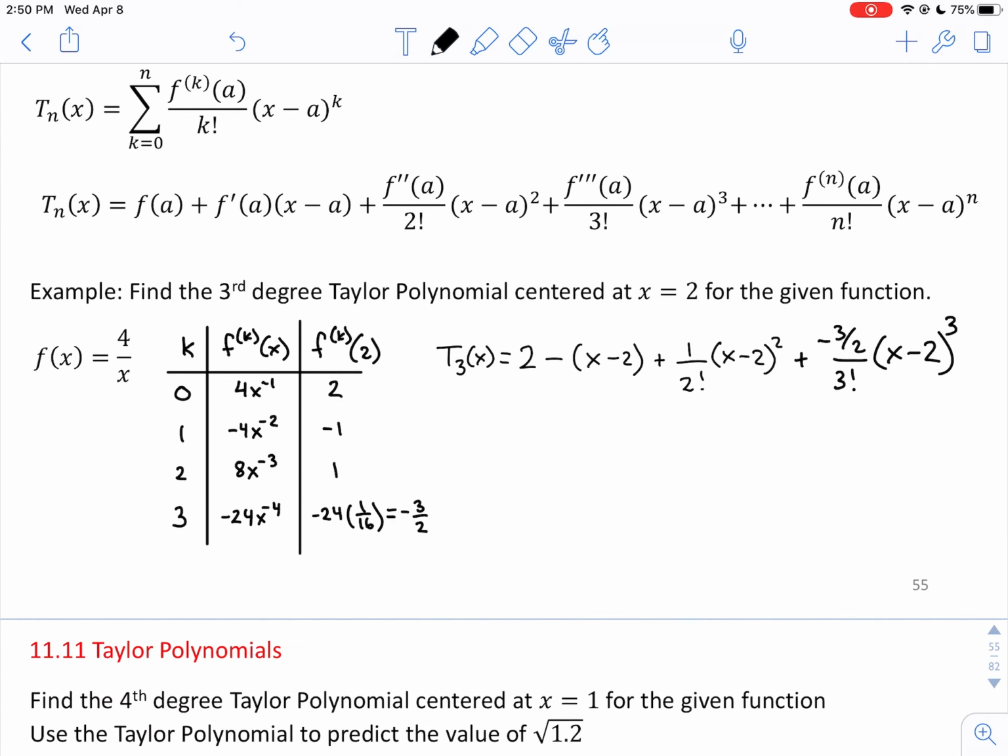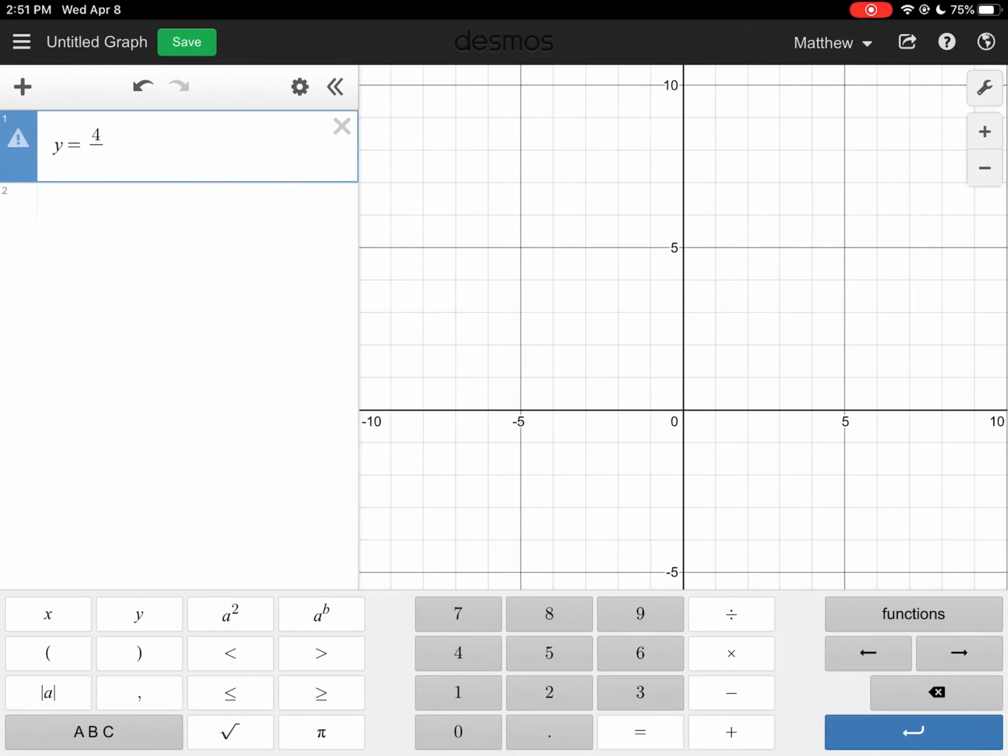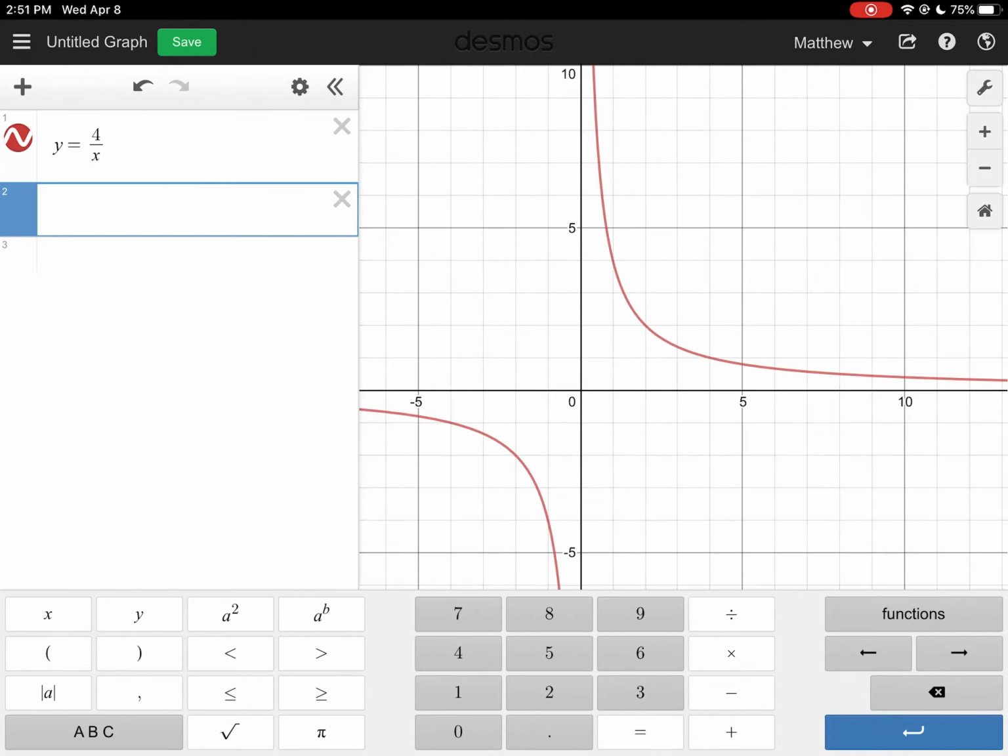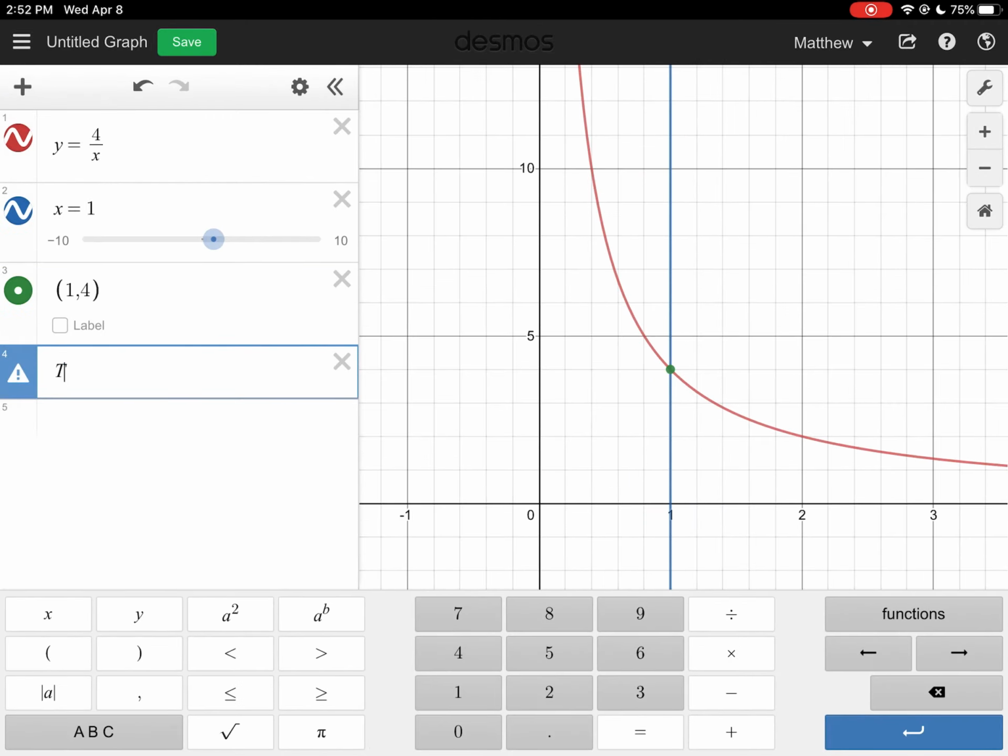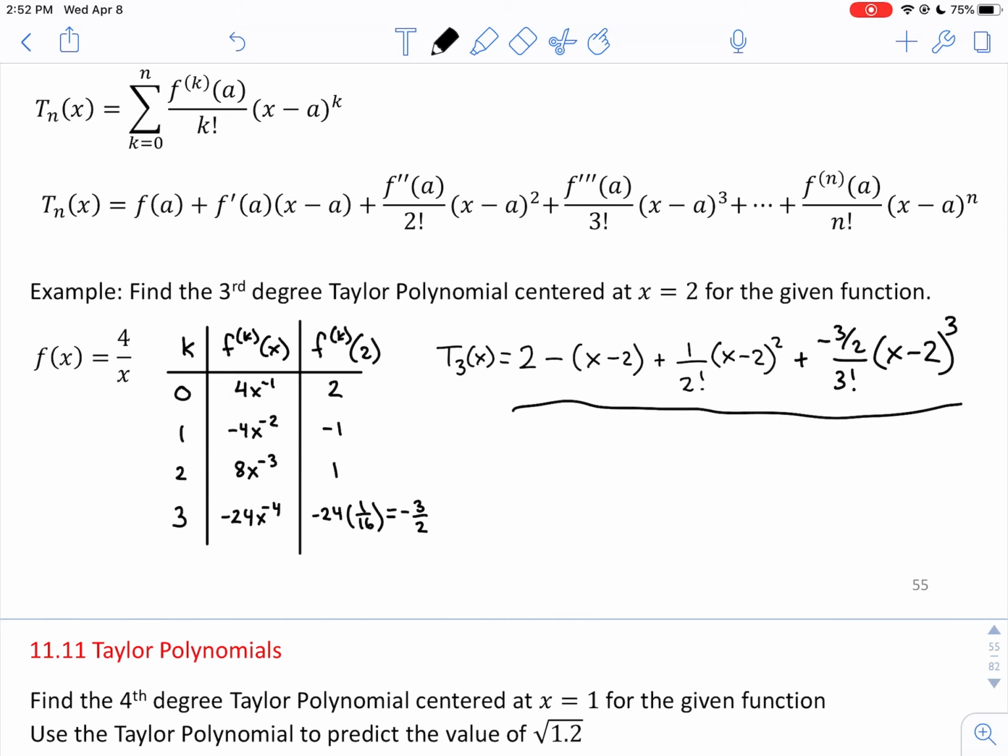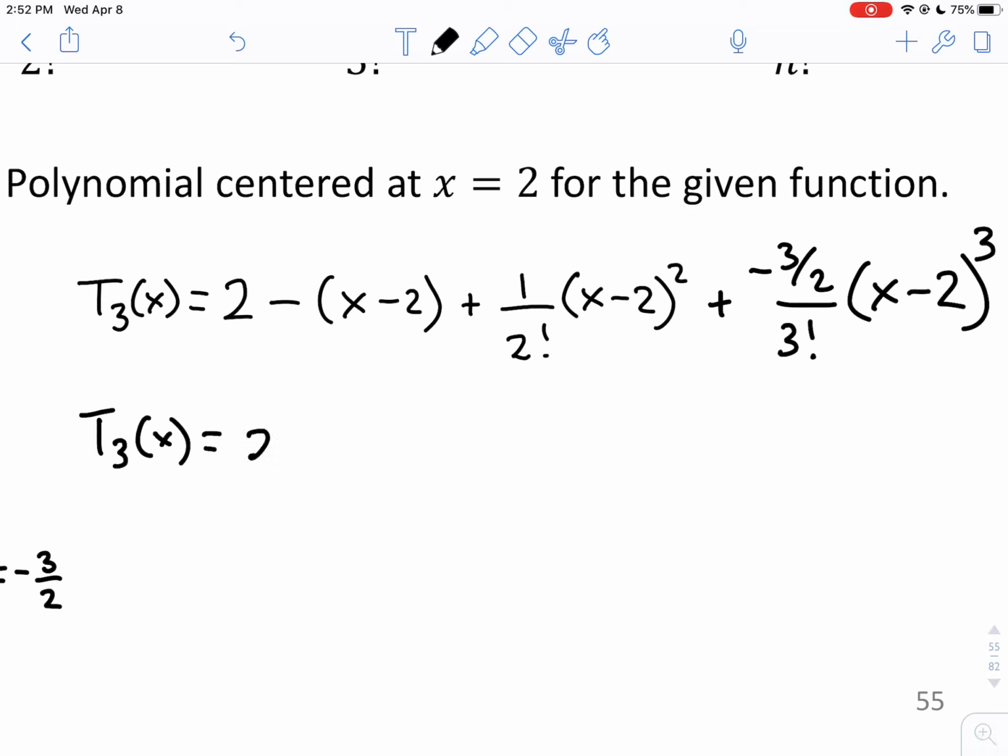Let's go to Desmos. Y equals 4 over x. Then we have specifically x equals 1 is where we're trying to get things to match. Now we're going to make T3. So I'm going to go capital T, put a 3 right after that. It makes it a subscript automatically. Maybe one thing we could do is simplify some of this first so I don't have to type in these fractions. T sub 3 of x equals 2 minus.